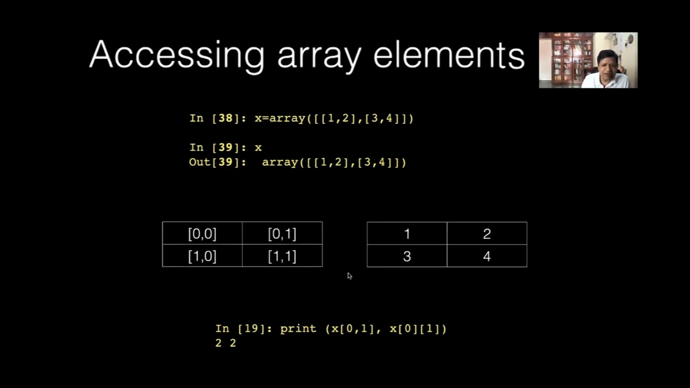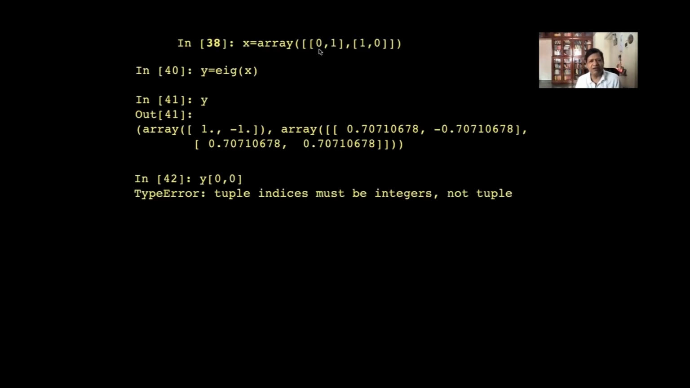And what will that be? 0, 1. So this is the entry, 2. I can take the eigenvalue of this matrix. This matrix is different: 0, 1, 1, 0. This is one of the Pauli matrices. Eigenvalue will give us this.